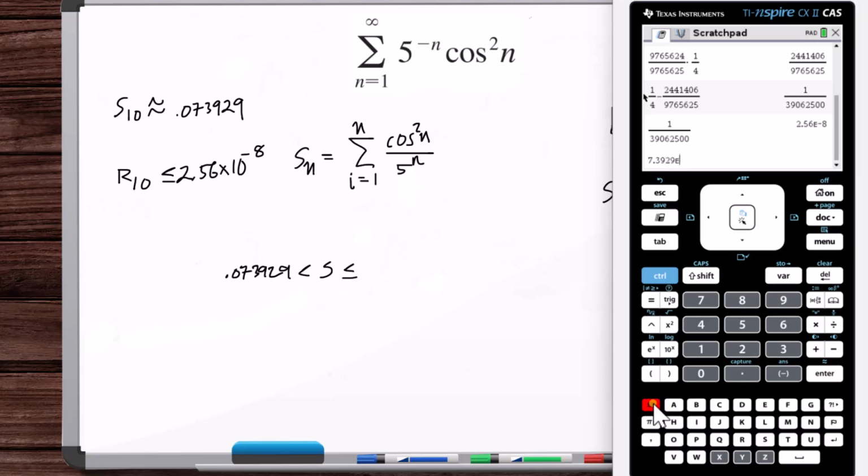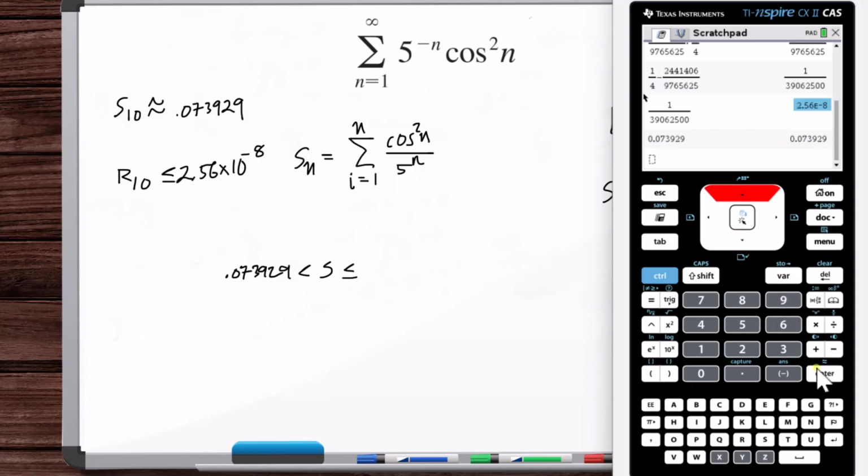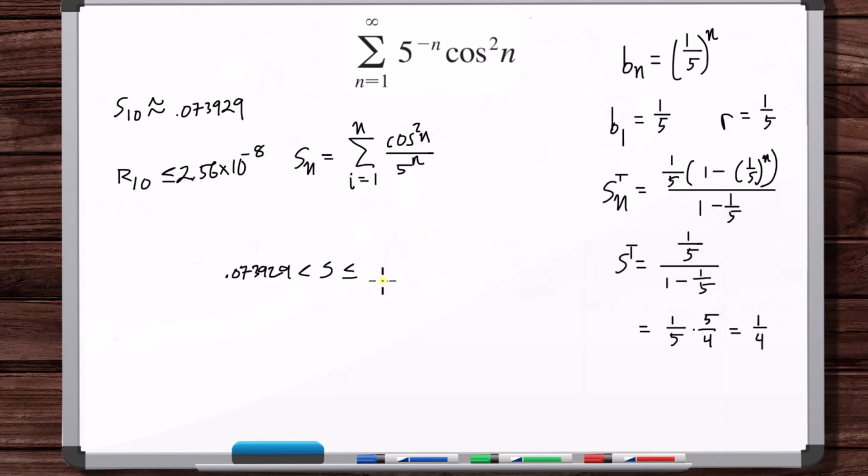7.3929 E. I don't know what my calculator's giving me trouble, but the idea would be you would get that upper value. I mean, this is still, I don't know why you would need this level of accuracy. I'm just trying to illustrate the concept here. This is really accurate, right? I don't know why you would need to go any further than this. But you would get an upper bound on S. Then you would replace your estimation with the midpoint between those two. And then your new R sub 10 would be this divided by 2.